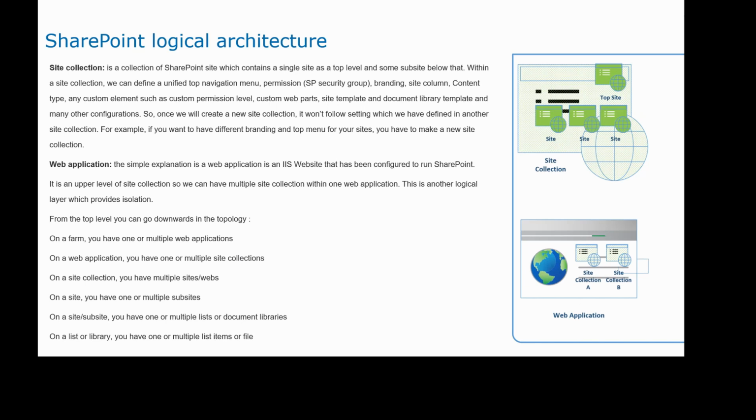Then in each web application we create different site collections. For example, in contoso.com, if you want to create an application for finance, you will create a site collection for finance. If you want to create an application for HR, you will create a site collection for HR. Site collections give us a logical segregation between each application because they are totally different, so requirements may be different. Is it clear?